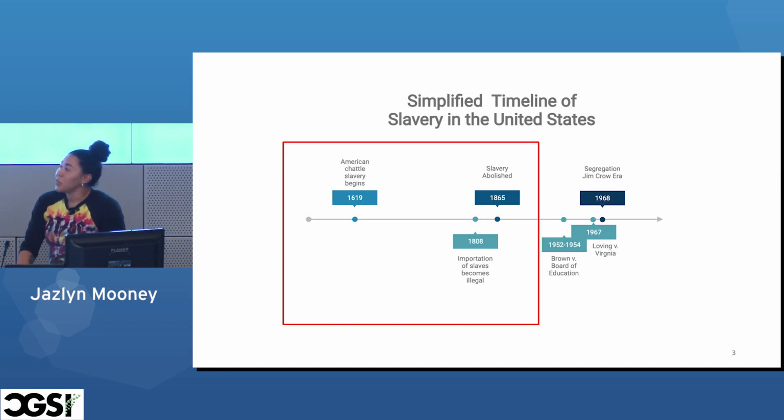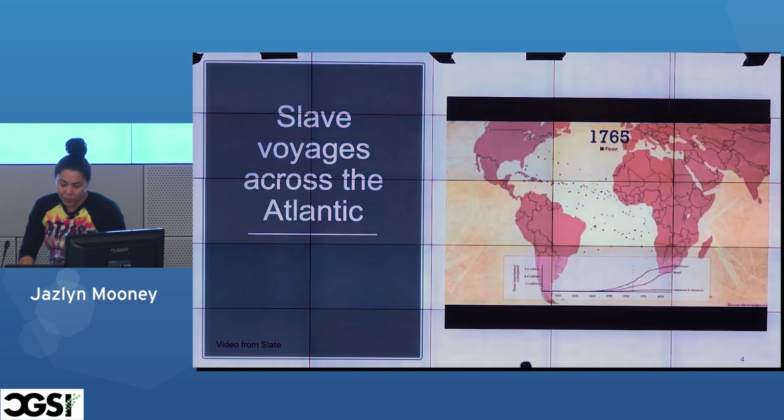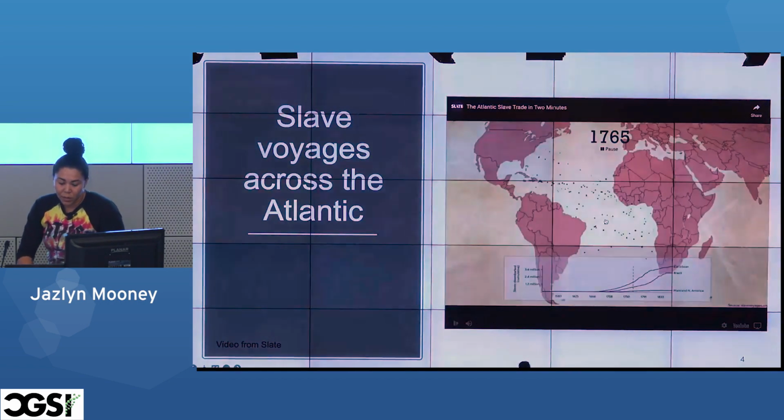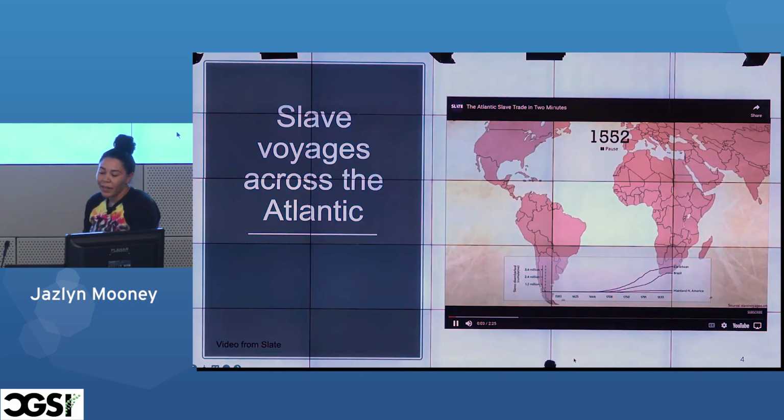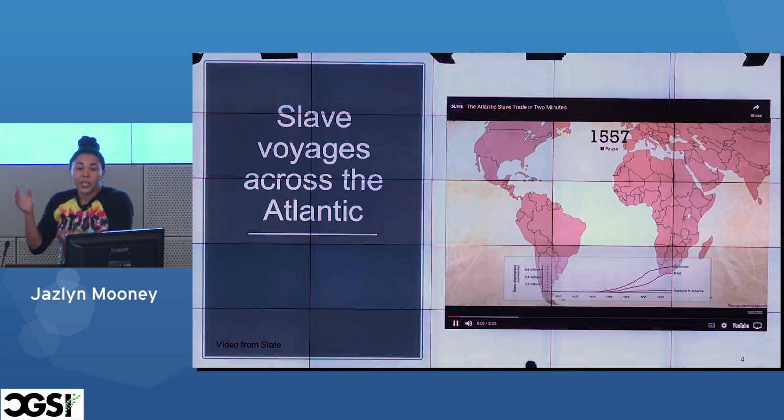So to start with, I'm going to highlight this beginning portion of slavery in the US. So let's hope this works. So what I'm showing here is a graphic of slave ships that are moving from Africa into the Americas. And what you'll see is that it starts actually rather far before 1619. So it actually starts in the 1500s.